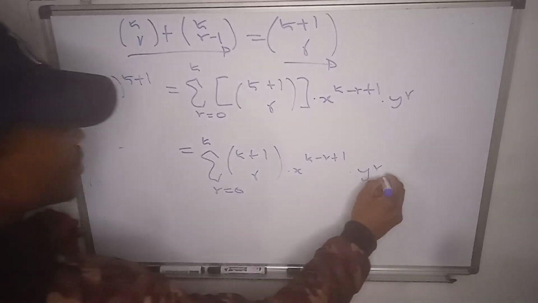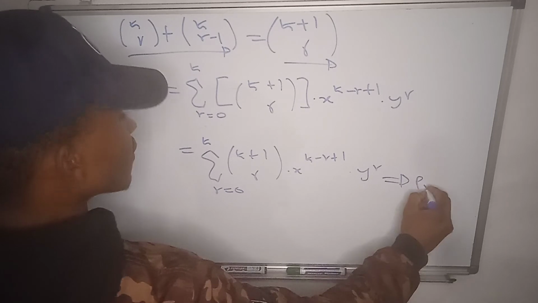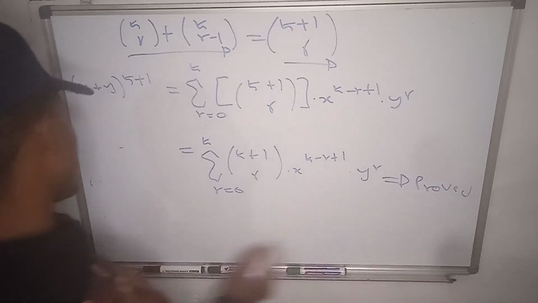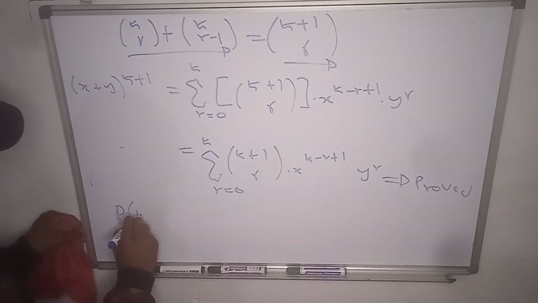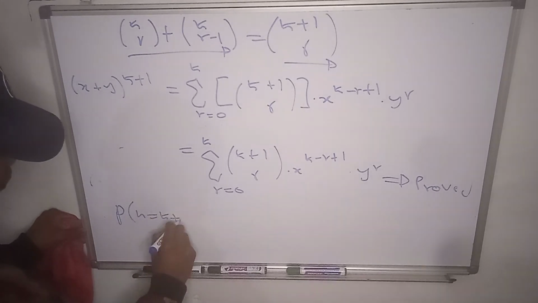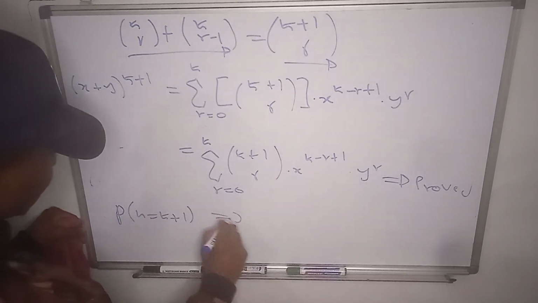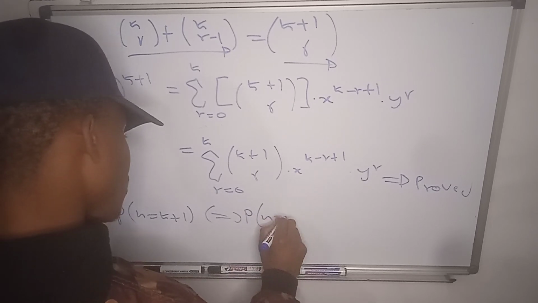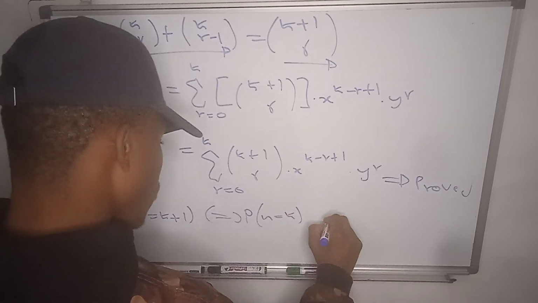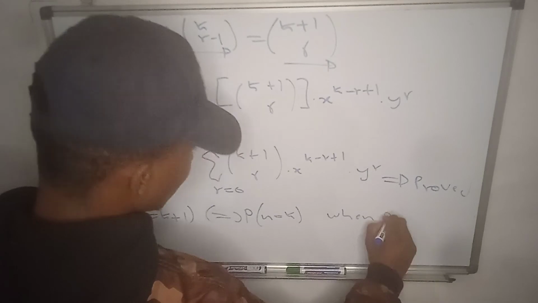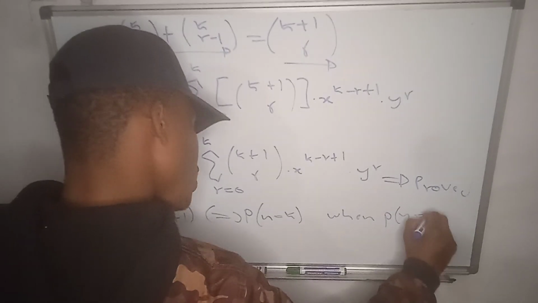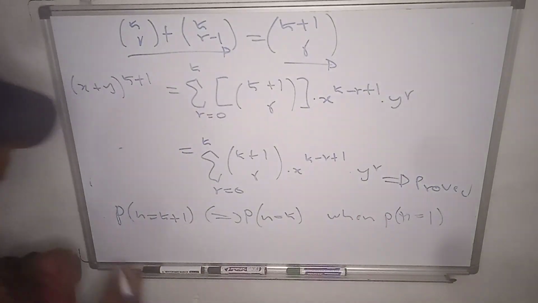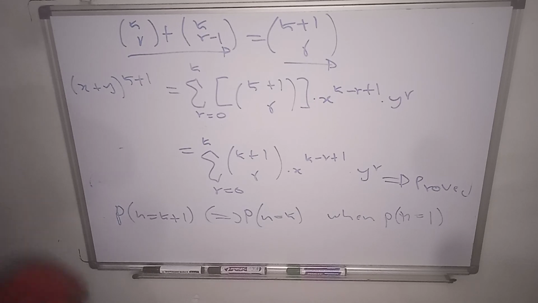Hence, this is proven by mathematical induction. So it means that P(n) equals k plus 1 is a biconditional statement of P(n) equals k, when P(n) equals 1. Therefore, this is mathematically inductively true.